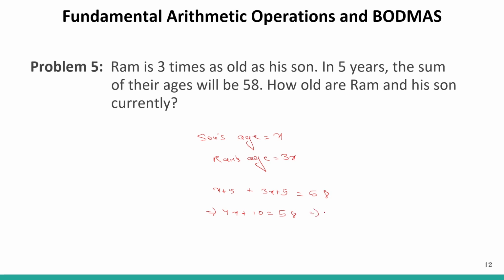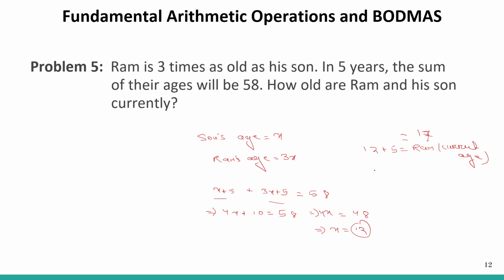So 4x is equal to 48, which implies that x is equal to 12. 12 is the answer. It asks how old Ram and his son are currently. Their current ages are x plus 5 and 3x plus 5. So the son's current age is 12 plus 5, which is equal to 17. So he is a 17-year-old now.